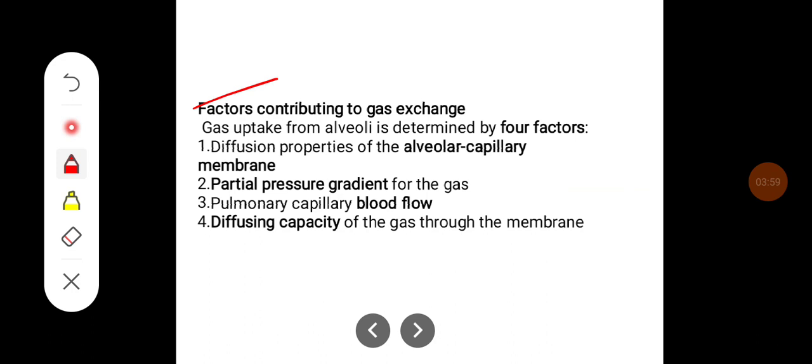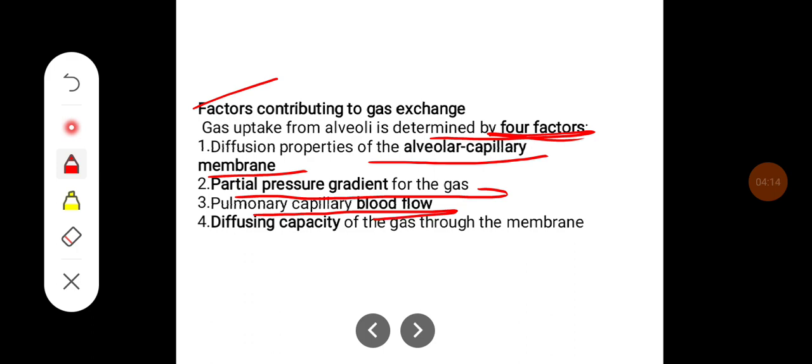Factors contributing to gas exchange. The gas uptake from alveoli is determined by four factors. One is the diffusion properties of the alveolar capillary membrane, then the partial pressure gradient for the gas, pulmonary capillary blood flow, and the diffusing capacity of the gas through the membrane.